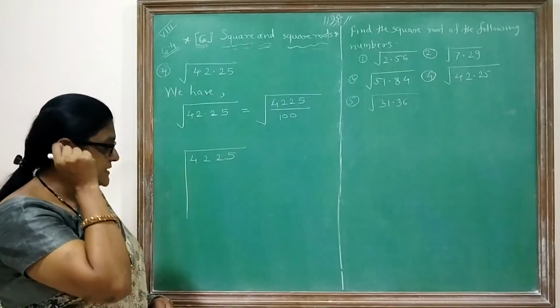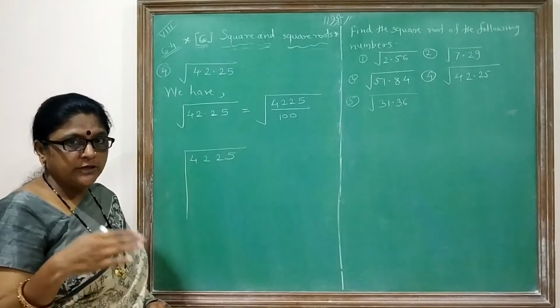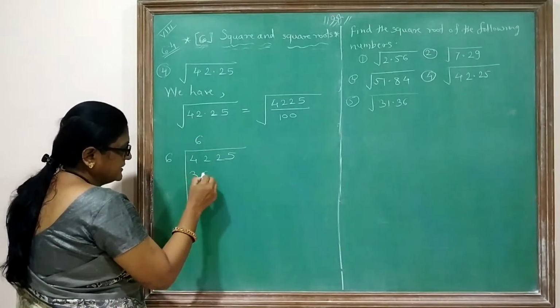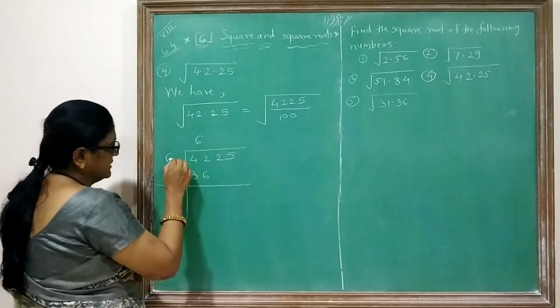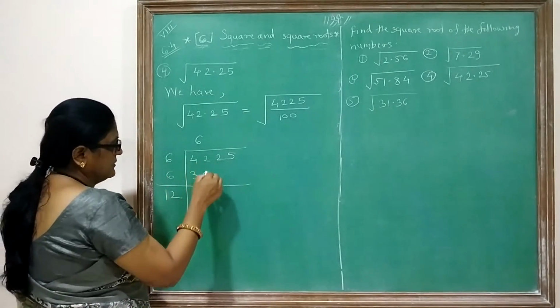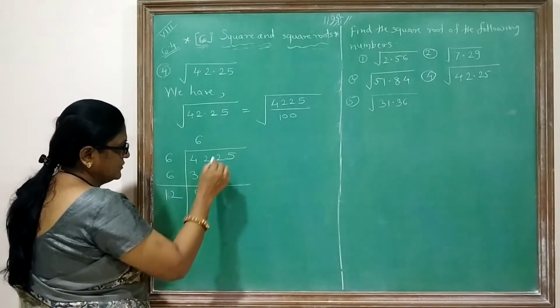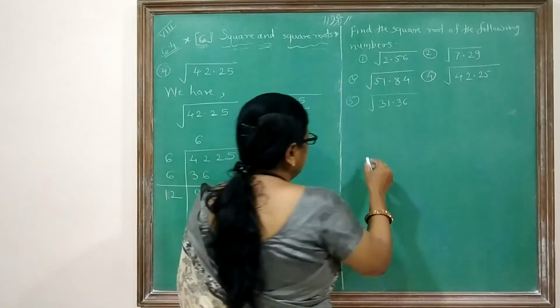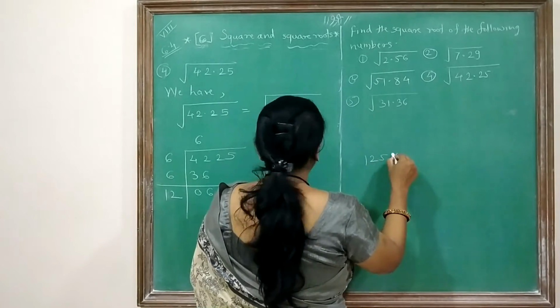Then here 6 6s are 36, 7 7s are 49. 49 is greater than 42. Then 6 6s are 36 and 6 is also added here. 6 plus 6 is 12. Here 42 minus 36 is 6. 3 minus 3 is 0. Again you will write here 25. Again you will take here 125 into 5.